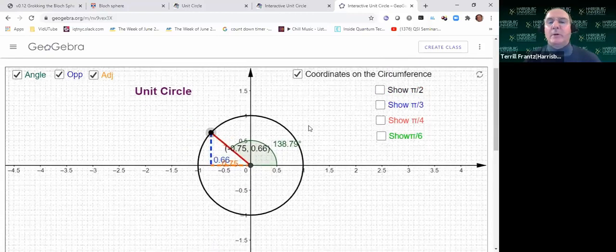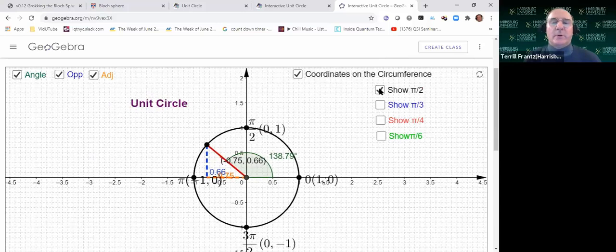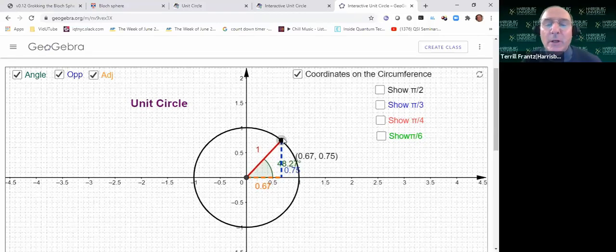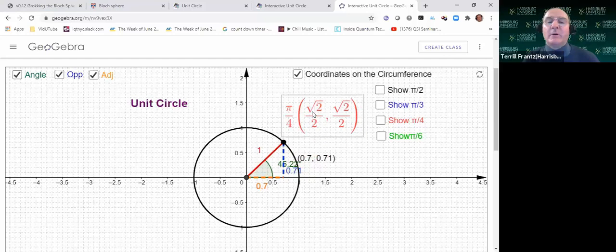What do you think? Oh, there we go. Okay. So you can see the angles here. Just move around with that and get used to it. So if we put it right where the two are equal, voila, it shows up where pi over 4. Can you see that? Yeah, there we go.